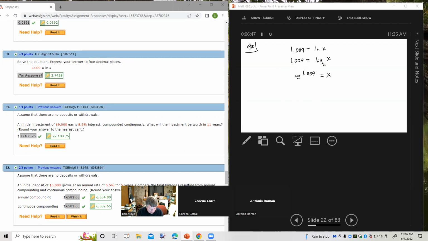So e to the 1.009 power, and I get 2.742856786. 4 decimal places right there. The 5 would round up, 2.7429. So there's the answer to problem number 30.